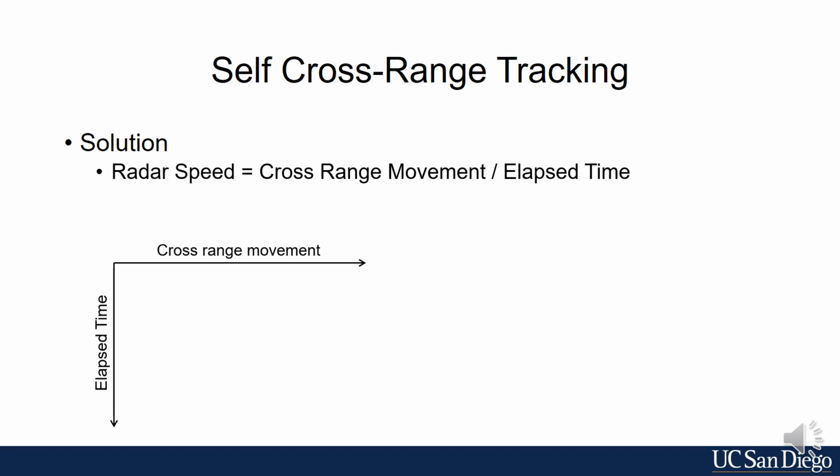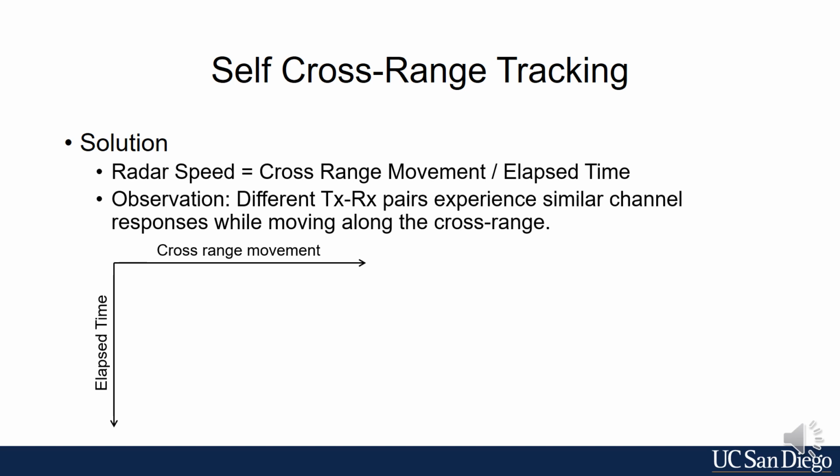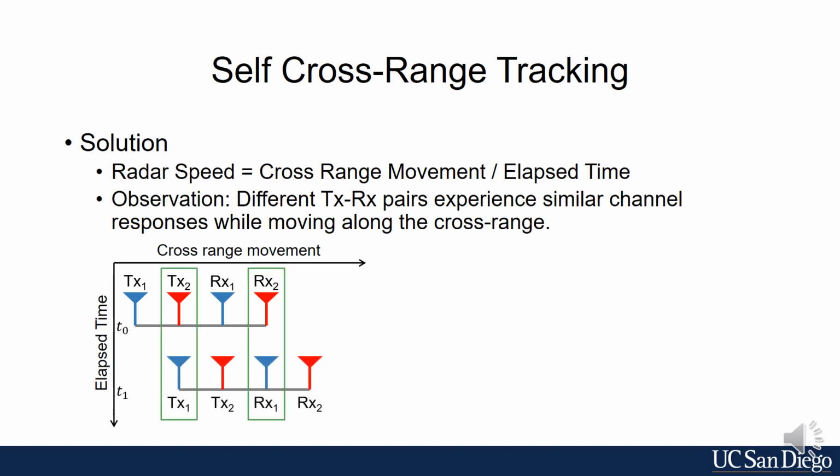We let the radar estimate its instantaneous speed. We exploit an observation that different transmit-receive antenna pairs of the moving radar experience similar channel responses with a time delay. An intuitive example is shown in the left figure. The radar has equally spaced 4 antennas. As the radar moves, the first antenna pair at time t1 coincides with the second antenna pair at time t0, so their measurements become highly correlated with a time delay of t1 minus t0. Meanwhile, the radar moves by one antenna spacing, so the speed of the radar can be calculated.